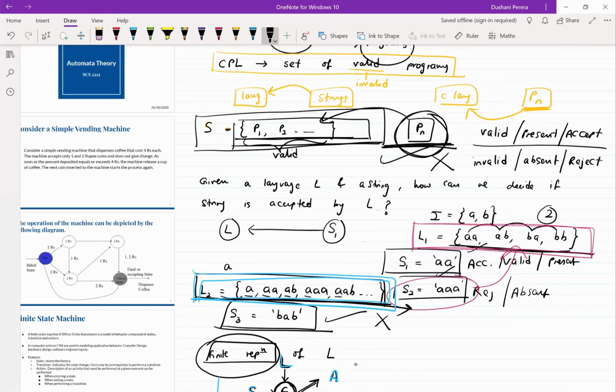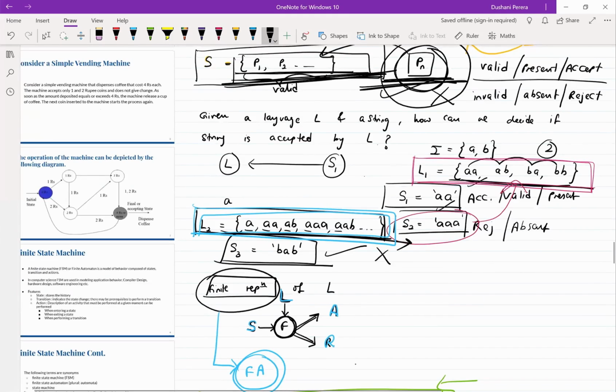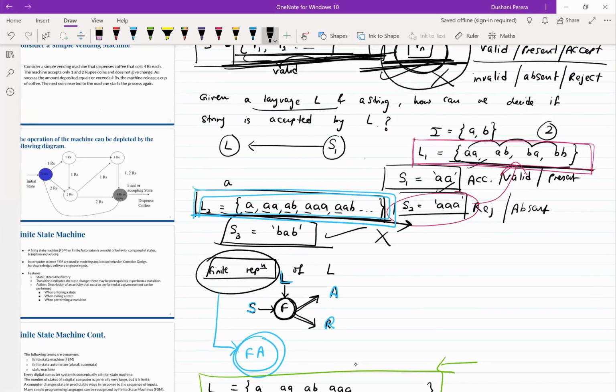Then we said that if you want to check the validity of a given program Pn, we compare it against this entire set of valid programs in C. We generalized it: when we are given a particular language and a particular string, how do we check if the string is in the language or not? In other words, whether the string is accepted by the language or not.